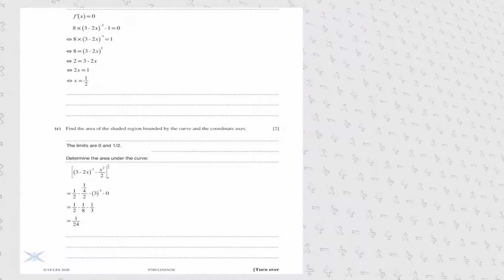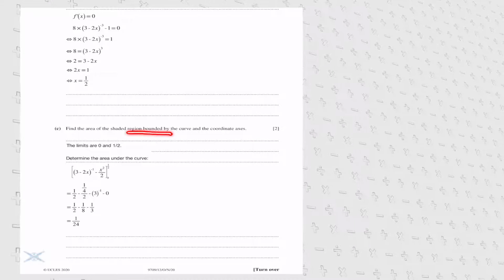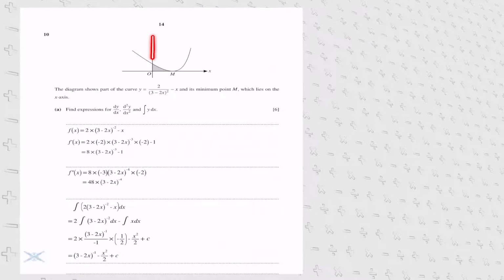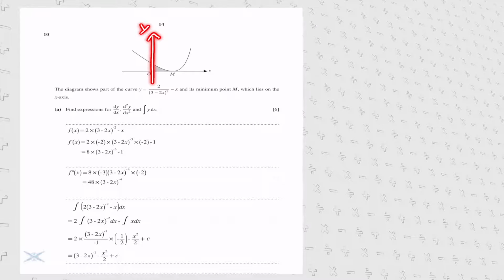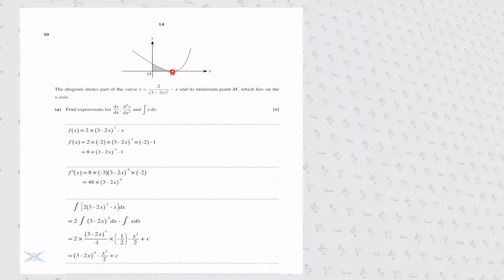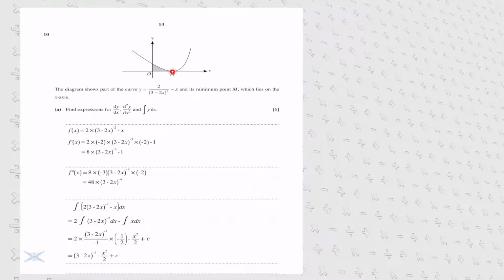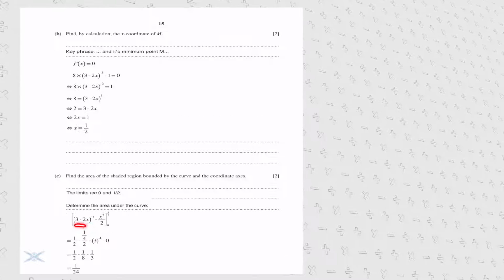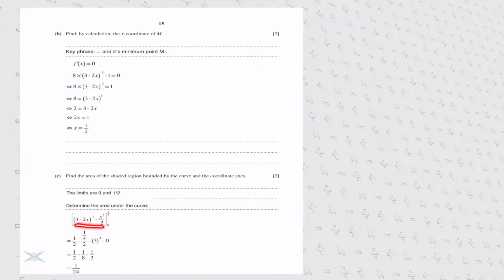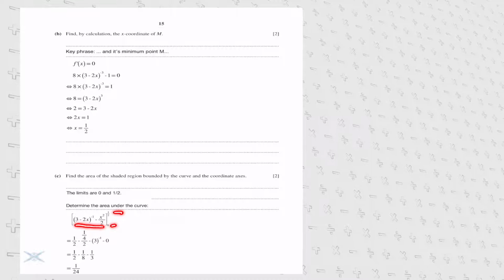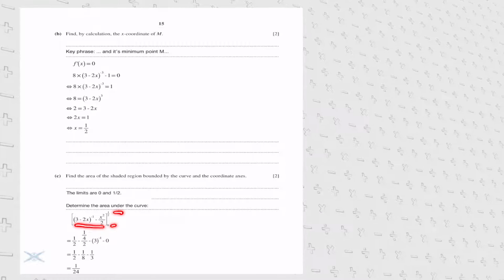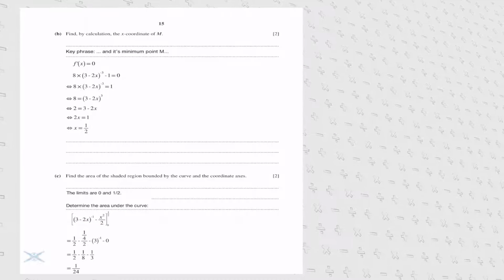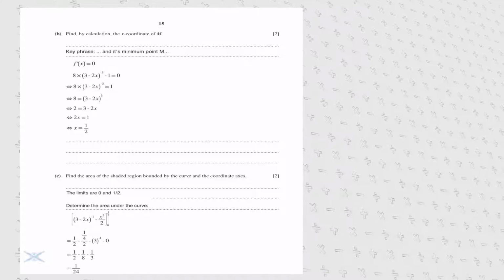So firstly we will have to determine the x values of the boundaries, which are 0 due to the y-axis and 1 over 2 since the curve as well as the x-axis converge in M. So from here we can simply integrate this expression within the boundaries of 0 and 1 over 2, and after inserting all of those values accordingly, we will be able to conclude that the area under the curve is 1 over 24.